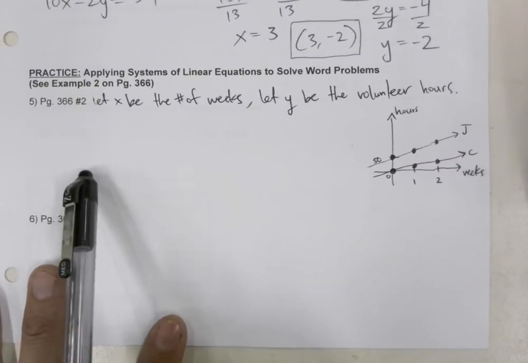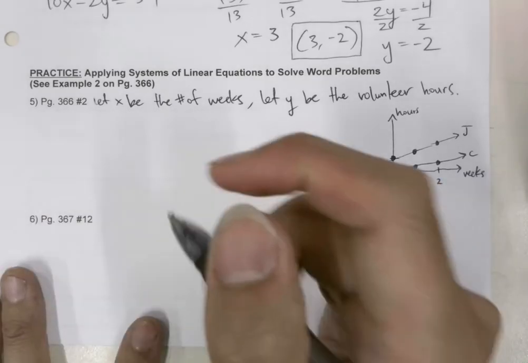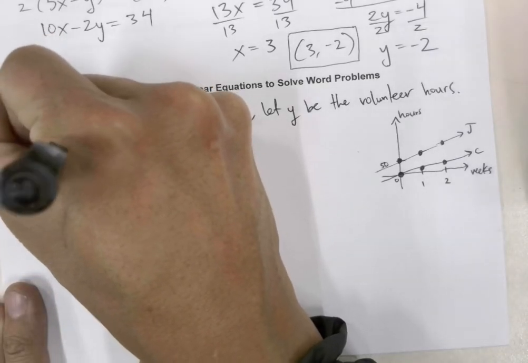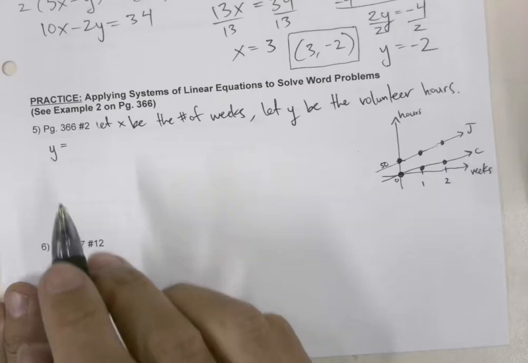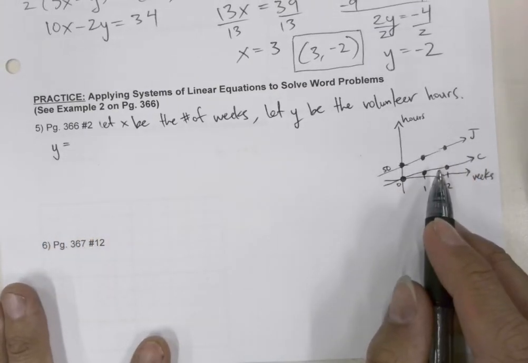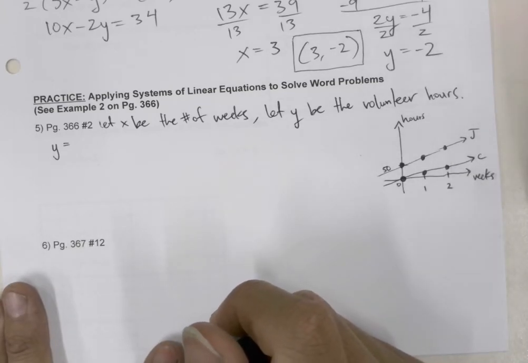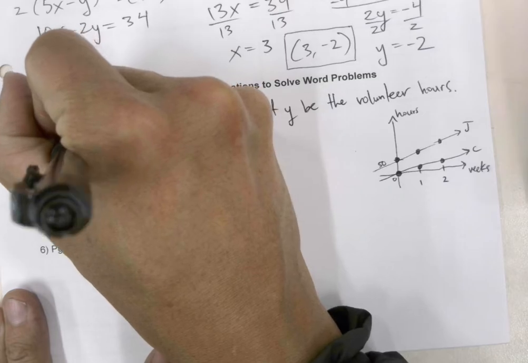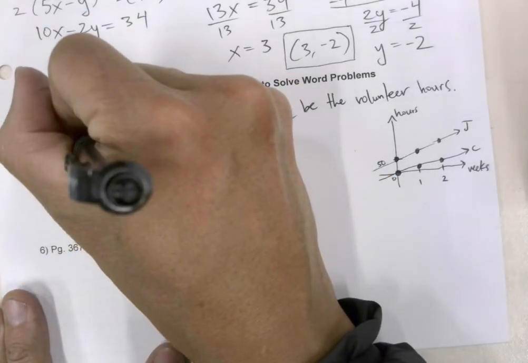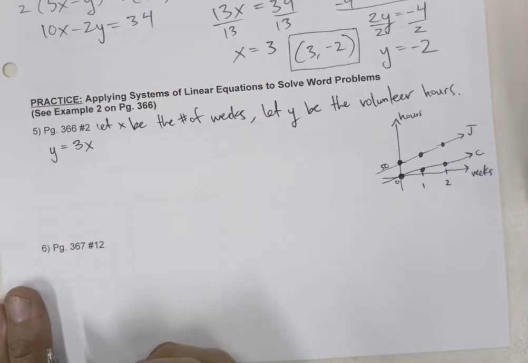So now we need to go ahead and write those system of equations. Okay, so let's start with Jared. Right, the number of volunteer hours y for Jared is going to be equal to the rate, the slope, right, that Jared's line is at. And his slope, his rate, is 3 hours per week. So it's 3 over 1. And then let x be the number of weeks. So it's going to be 3 per week, 3 times the number of weeks x.